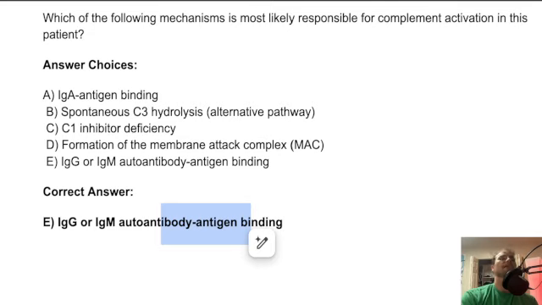SLE antibodies activate the classical pathway, consuming C3 and C4. Normal factor B tells us that it's not the alternative pathway. This leads to immune complex deposition, causing glomerulonephritis, arthritis, and skin disease. IgA antigen binding is wrong. IgA is not even a complement activator. That's crazy, yo. Spontaneous C3 hydrolysis, that's the alternative pathway, silly goose. Factor B is normal, so what are you talking about?